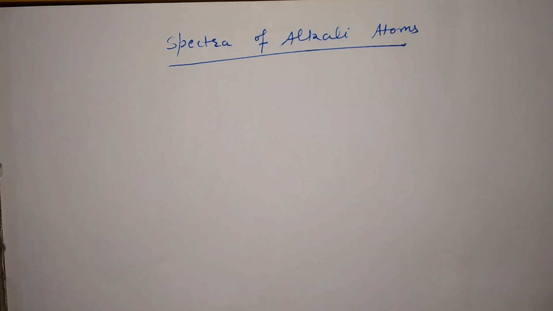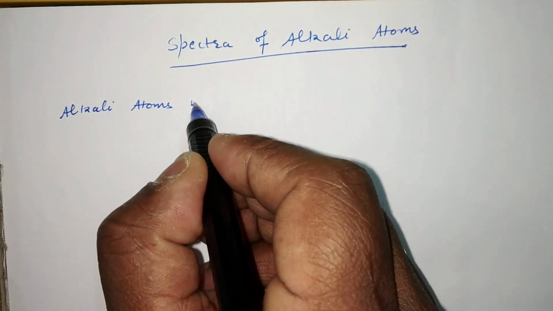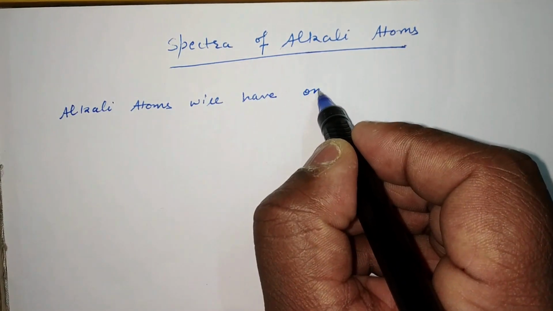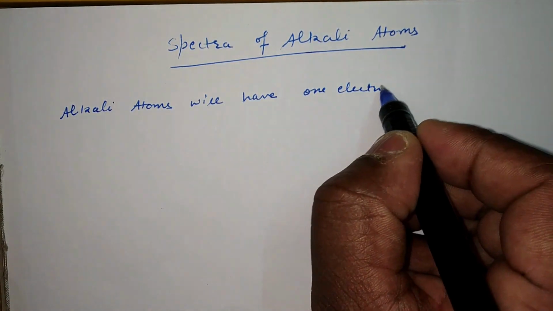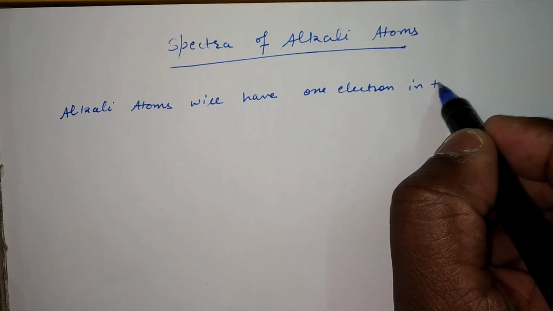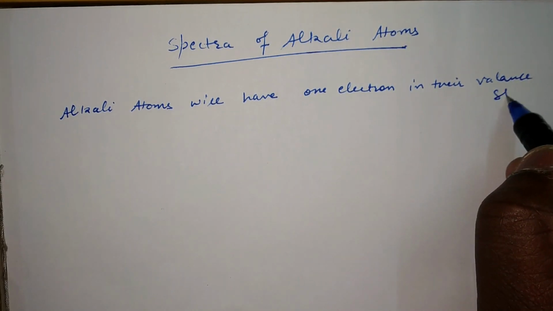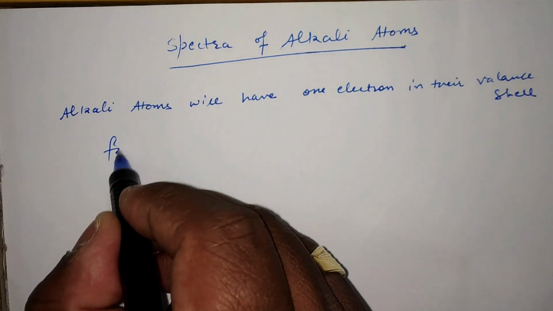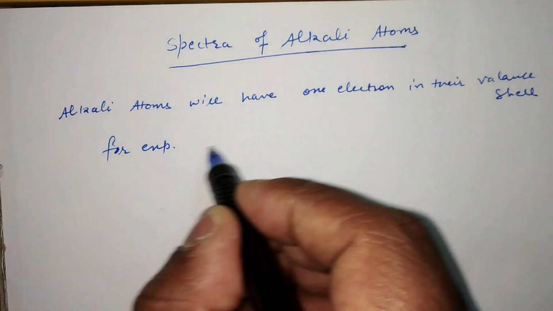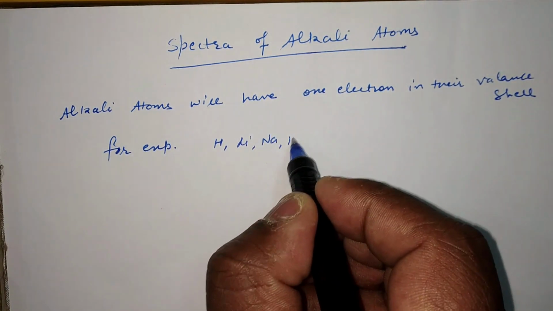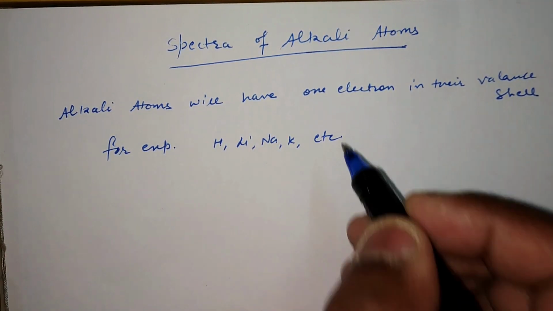We know that alkali atoms are the atoms which have only one electron in their valence shell. Atoms will have one electron in their valence shell. For example, hydrogen, lithium, sodium, potassium, etc.